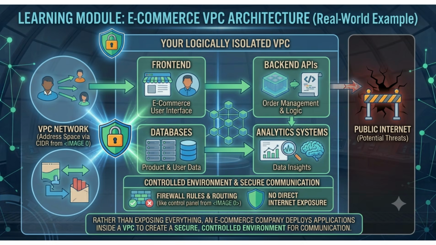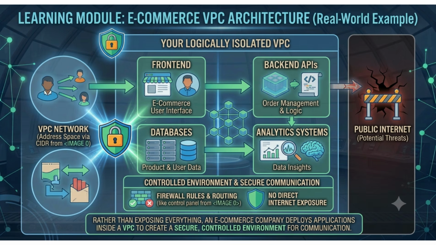Real-world example. Imagine an e-commerce company. Applications include front-end, back-end APIs, databases, and analytics systems. Instead of exposing everything directly to the internet, the company deploys everything inside a VPC. This creates a secure, controlled environment for application communication.